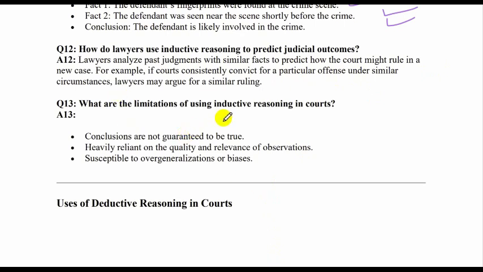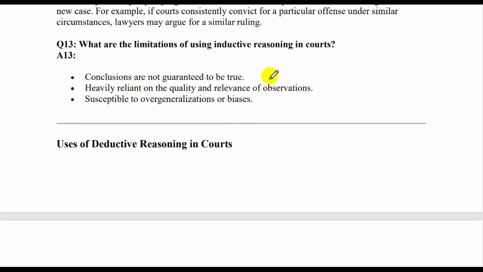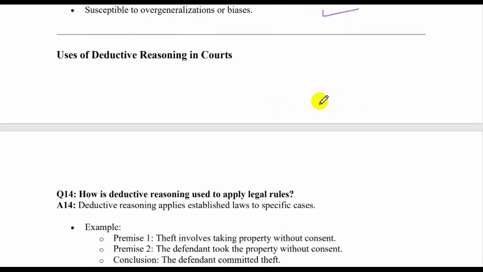Question 13. What are the limitations of using inductive reasoning in courts? Conclusions are not guaranteed to be true. They are probabilistic, not certain. Inductive reasoning relies heavily on the quality and relevance of the observation, that is, the quality and the quantity of the observation. It is susceptible to overgeneralization or biases. One can be biased or generalize certain things, and that could be a bottleneck or a red flag for using inductive reasoning. It could backfire.